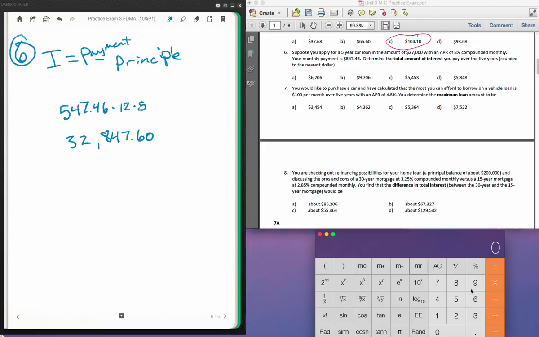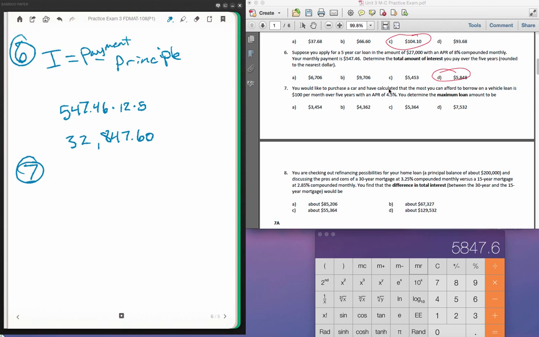And now let's figure out how much we have for the principal. That's how much we borrowed for the car, which in this case was $27,000. So I guess I didn't need to do that, but let's do memory recall. Subtract our $27,000, which is how much we borrowed for the car. And so we paid $5,847 in interest, which happens to be D, the closest option. Okay, let's go on. Number 7.